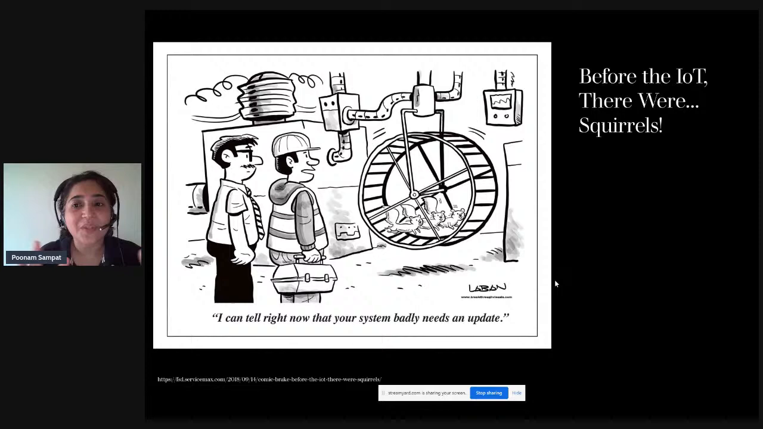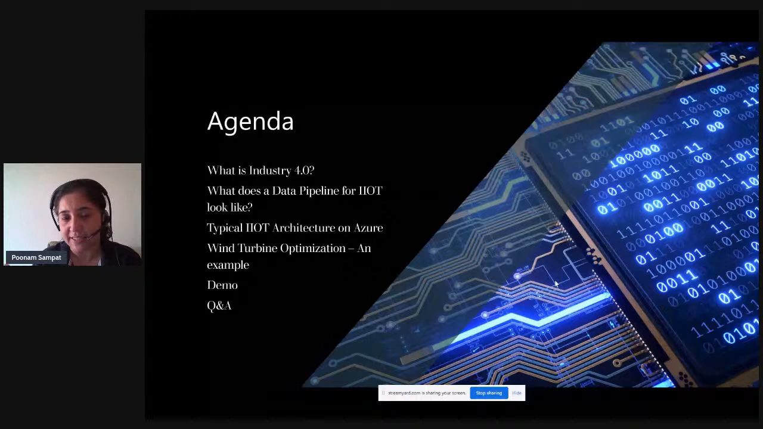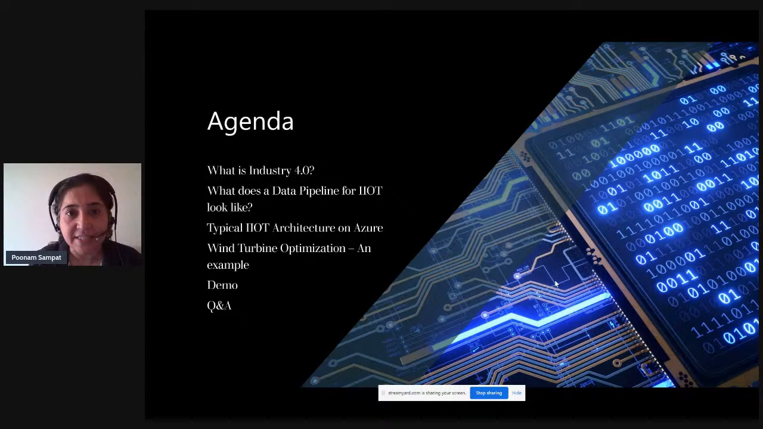So in terms of the agenda today, I'm going to be covering these topics, starting off with what is Industry 4.0? What is a typical architecture from an industrial IoT perspective that you can build on the cloud? I have a very great example about a wind turbine optimization. This is an end-to-end demo, and I think that will put everything into perspective. I have the last section reserved for question and answers, and as I said, let's make it interactive. Put in your comments, your aha moments on the chat window in the comments section, and I'll be happy to respond, right?